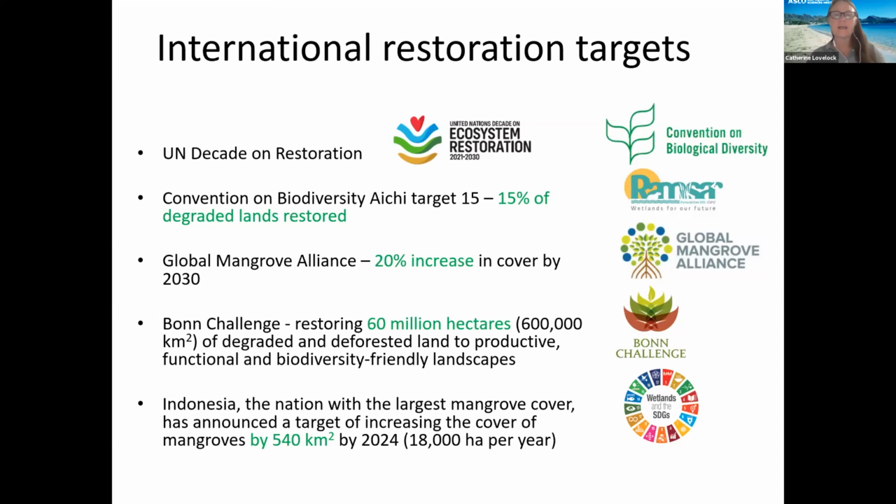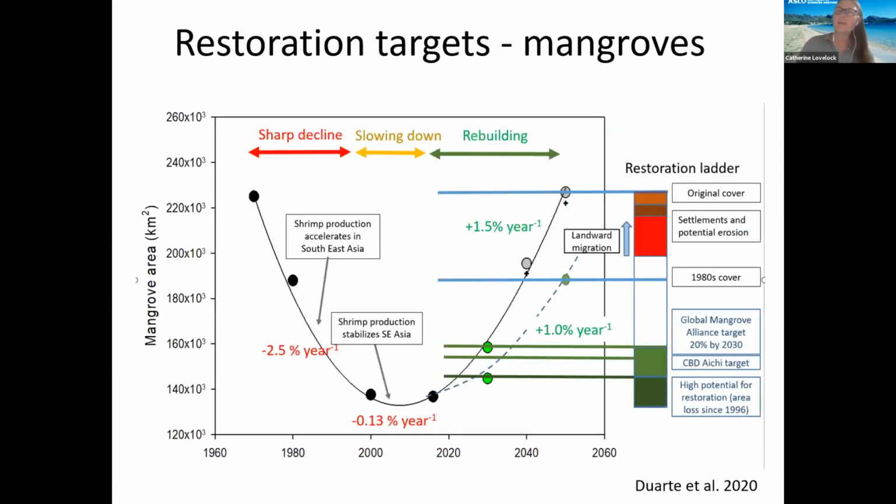So for example, Indonesia, which has the largest mangrove and seagrass cover in the world as a country, has announced a target of increasing cover of mangroves by 540 square kilometers, in a very short period of time. So if we look at this over time, look at what's happened to mangroves as an example. We saw this really sharp decline through the 70s and 80s with the development of shrimp aquaculture in Southeast Asia. We've seen that decline slow, and in fact, the last time it was assessed, the decline was only minus 0.13% per year globally, although in some countries like Myanmar, it remains very high, right?